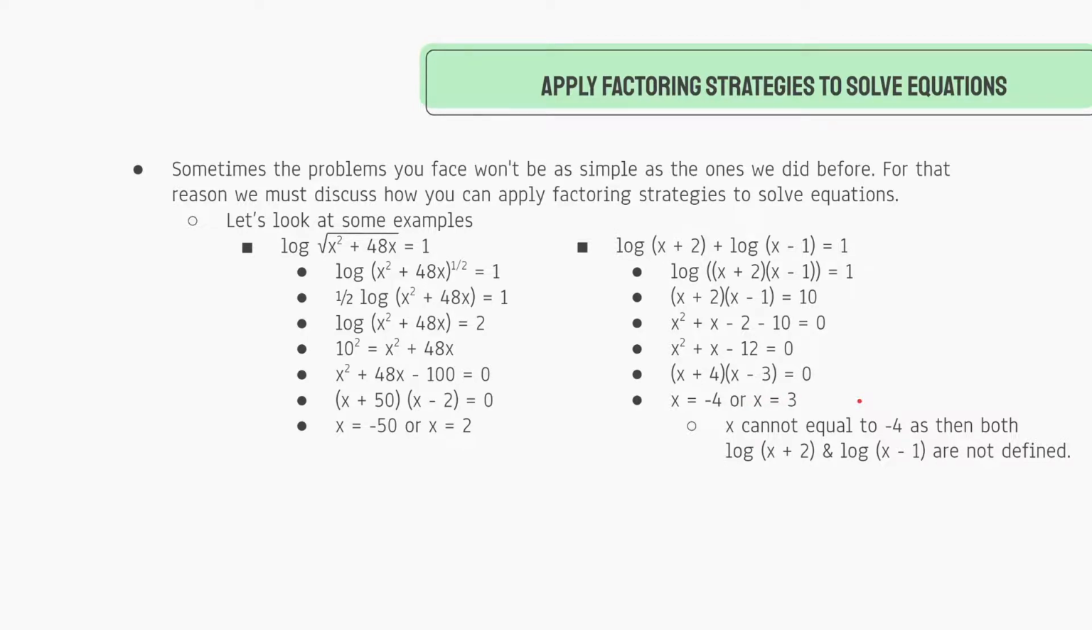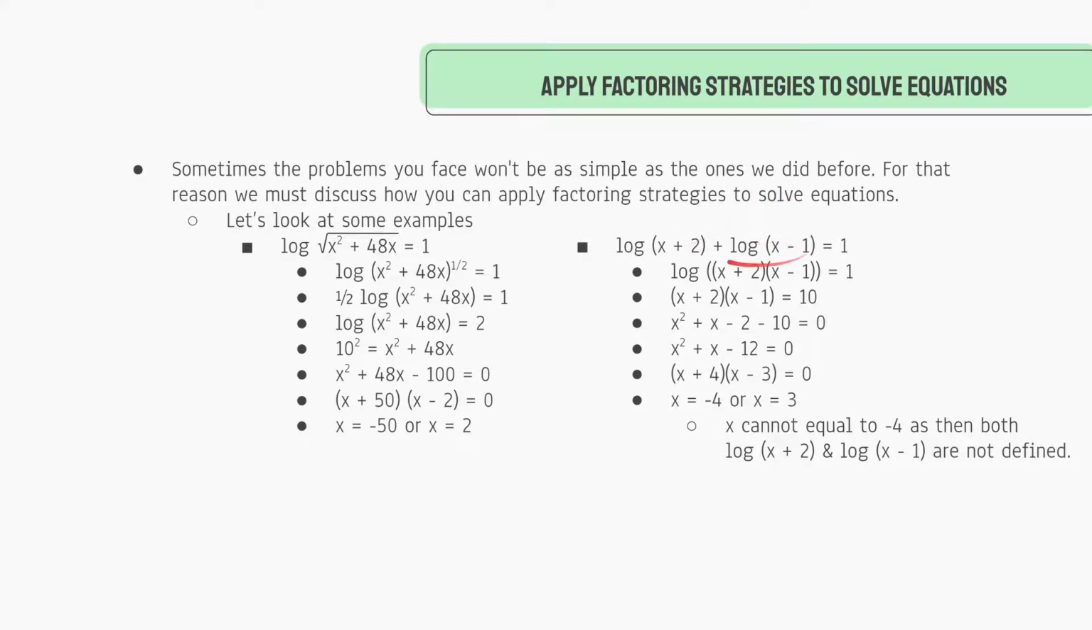This is very important for you to understand. X cannot equal -4 for one reason and one reason only. If we were to substitute -4 into our original equation, we'd have log of -2 plus log of -5. Can we have the log of a negative number? Perhaps, but we have to pay attention to the asymptotes. The asymptotes here are -2 and 1. -4 is beyond the asymptote. We cannot get to that point, so it is not defined.